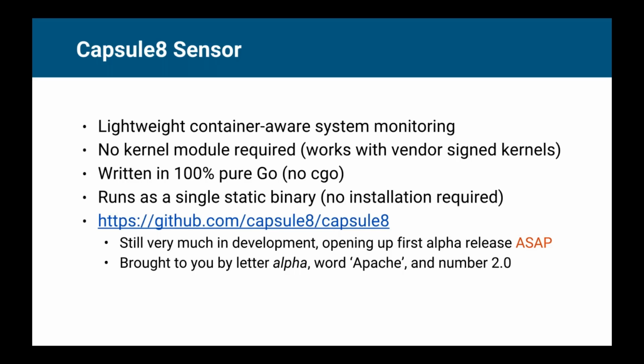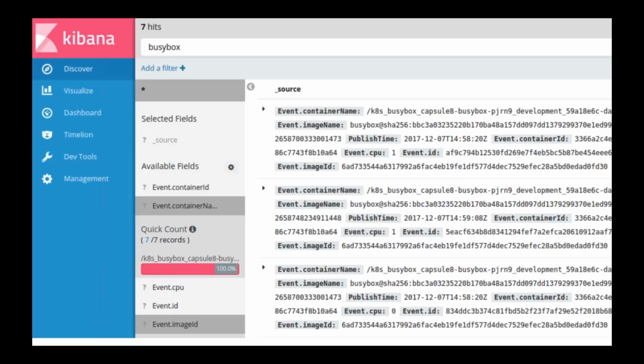We'll be opening up the repo for our first alpha release as soon as possible on GitHub, so you can get it and try it out. It's brought to you by the letter alpha, the word Apache, and the number 2.0. So it's still very much in development. We are actively working on it. You can watch the PRs land as we're adding more features and more capabilities to the system.